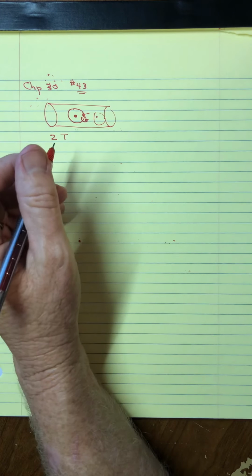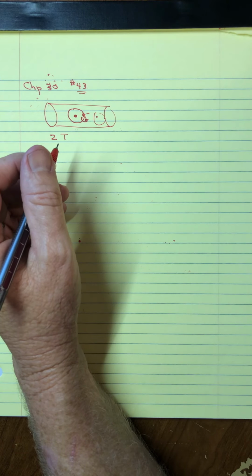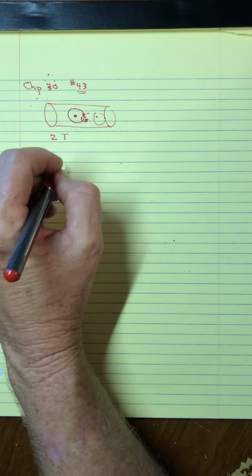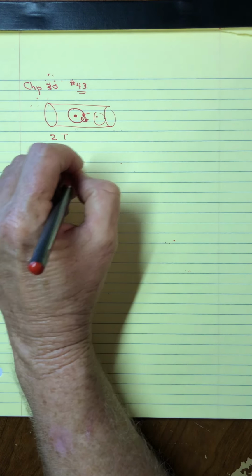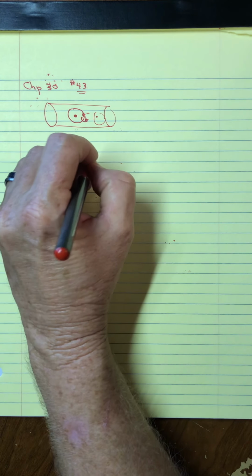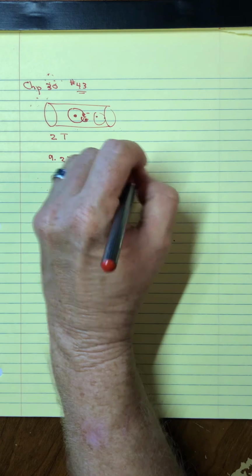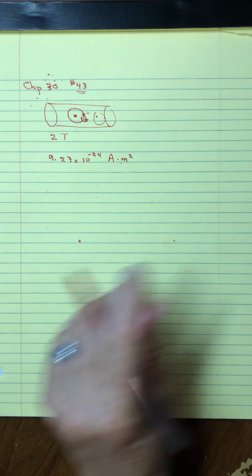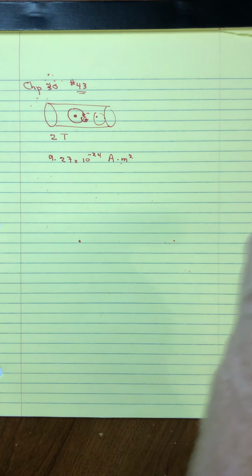And it says, watch this, it says, if each electron contributes a magnetic moment of 9.27 times 10 to the negative 24 amps meter squared, that's the unit for a magnetic moment, this is called 1 Bohr magneton. How many electrons per atom are contributing to this saturation field of iron?